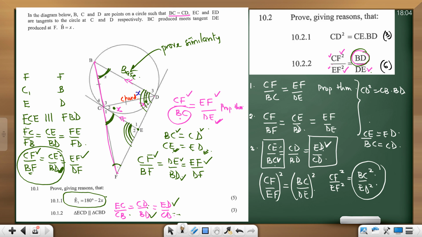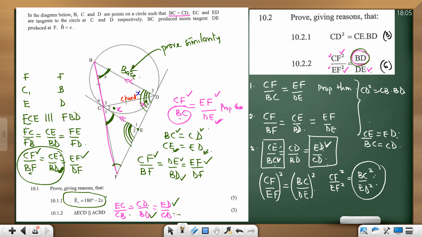Ooh, la la la la. What did I see just now? CE. I think the phone distracted me.